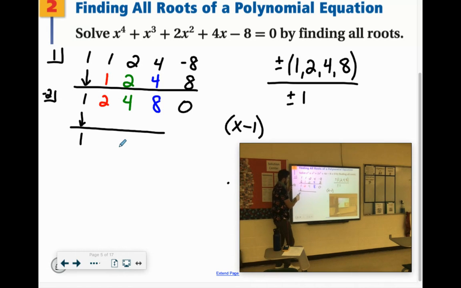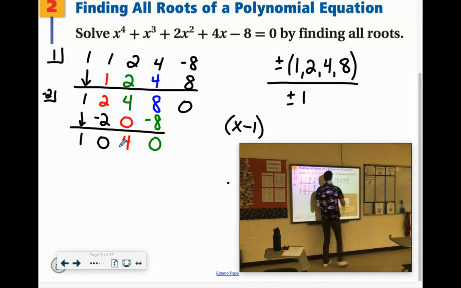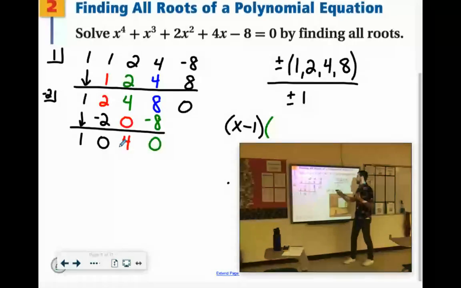So -2 times 1 is -2. 2 plus -2 is 0. -2 times 0 is 0. 4 plus 0 is 4. -2 times 4 is -8. Hey! And 8 minus 8 is 0. So -2 is also a factor. So we can write that as x plus 2, right? Because it would be minus -2.